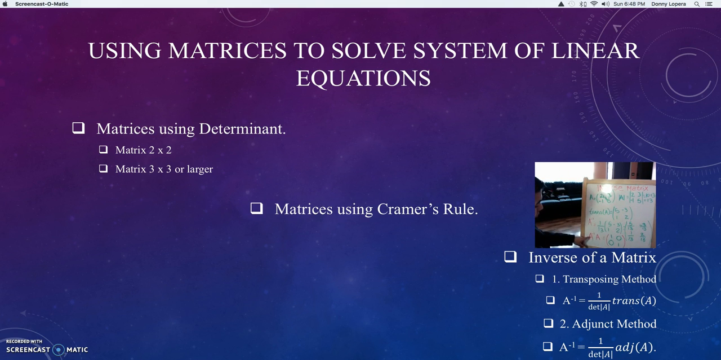Then when you multiply the matrix A inverse times the matrix A, you get the identity matrix. Let's continue in the next section with the second method. It's called the adjoint matrix, for matrices larger than 2 by 2.